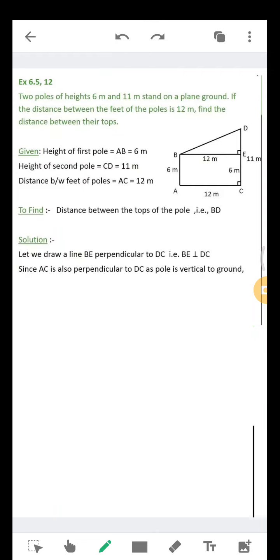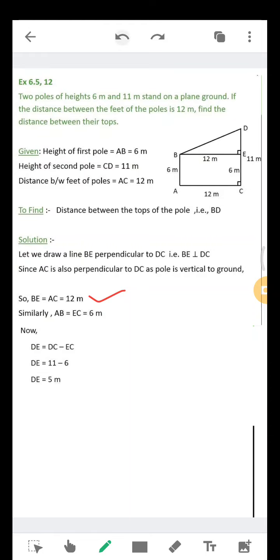Solution. So we'll draw a line BE perpendicular to CD. This is not given, so BE will also be equal to 12, because these two poles are parallel to each other and they are on the same base. So whatever is the length of AC, the same will be BE also. So BE is equal to AC is equal to 12 and AB is equal to EC is equal to 6.